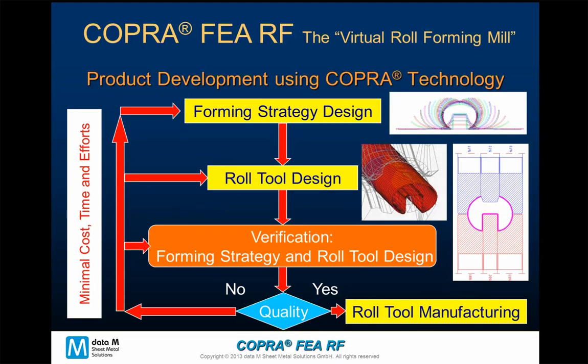So now let's consider the product introduction using COPRA technology. First of all, we use the software to develop the new forming strategy, consider strain, and we look at our roll tool design, and then we verify that strategy and roll tool design with finite element analysis. This approach does save significant time and cost compared to the conventional process, as essentially there's a vast reduction in rework and re-engineering involved.